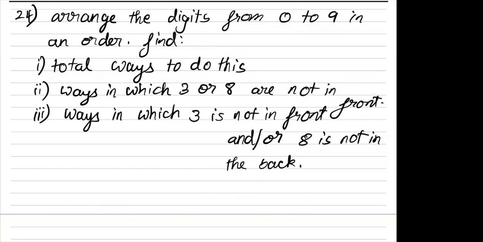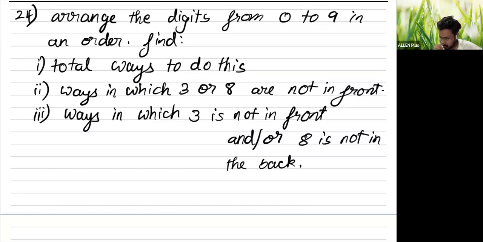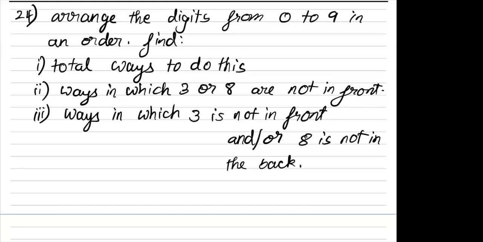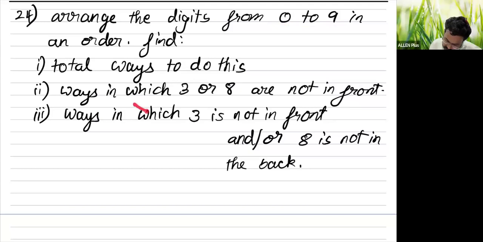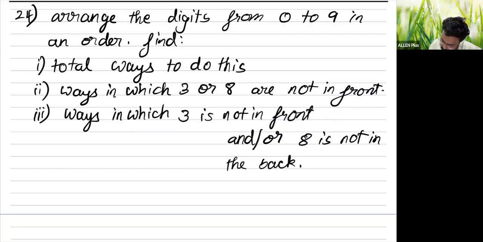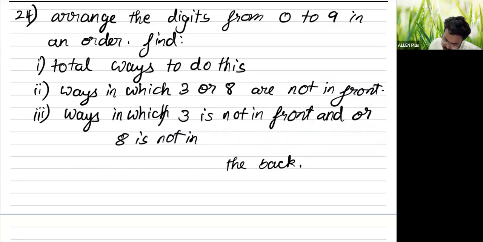So for the first one, won't it just be one way? No. For the first one, you want to arrange not in ascending order. From 0 to 9, there are 10 different digits or 10 different elements that you need to arrange in a line. Think about it. Ways in which 3 is not in front and/or 8 is not in the back.